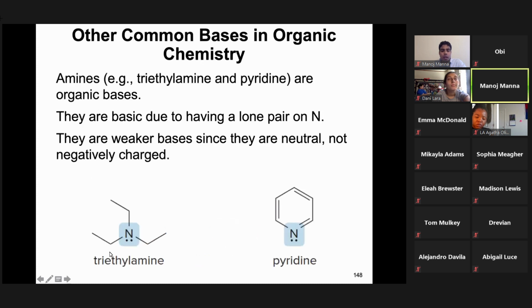And a few more: triethylamine and pyridine. Here the nitrogen has a lone pair, so it can donate or make a bond with H plus. That means it acts as a base. These two examples we have to remember.